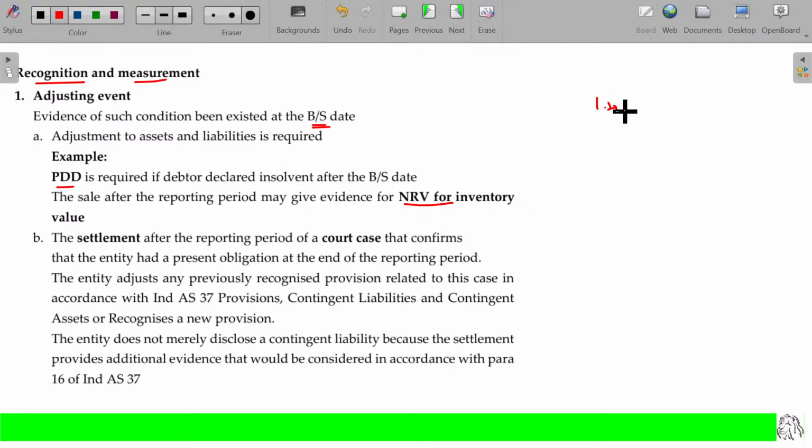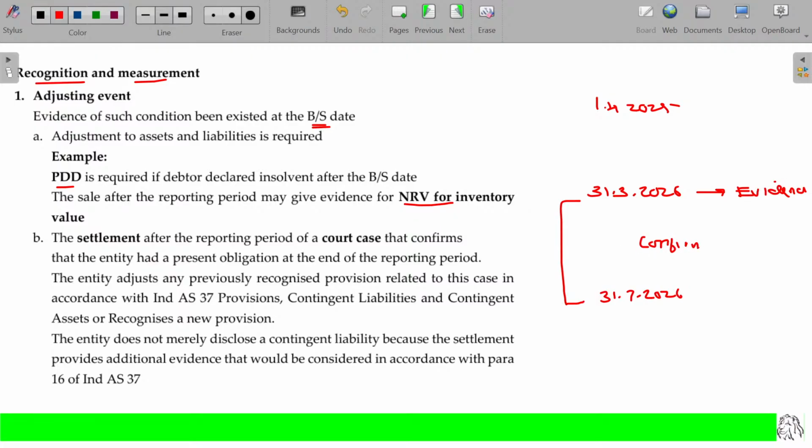So, 1/4/2025 to 31st March 2026. On this date there should be evidence, but I cannot measure it. But the approval date is assumed to be 31st July 2026. By this time, existence is confirmed. What does it mean? A's financial statement is very weak. He may go for filing of an insolvency petition. In that case, we don't get any money.